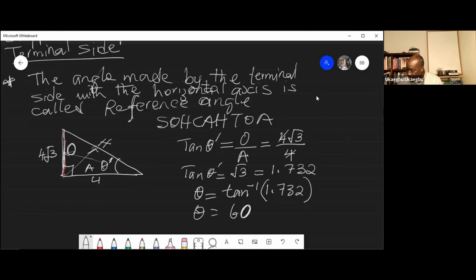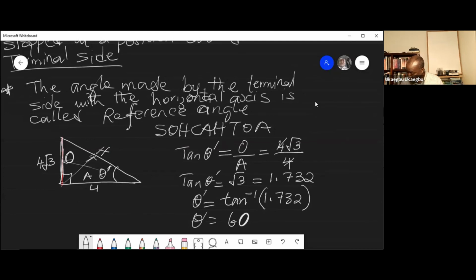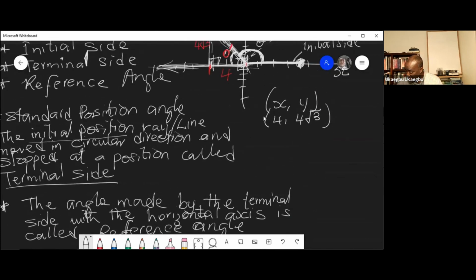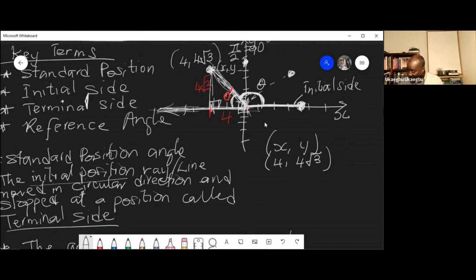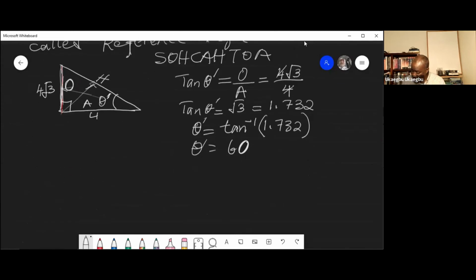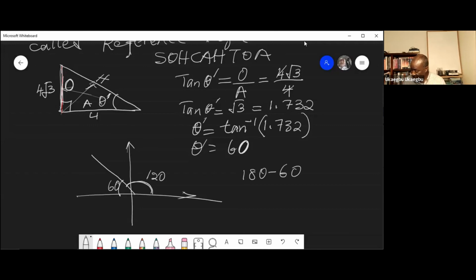Okay. So theta prime, which is actually the reference angle, is 60 degrees, which means here is 60 degrees. Let me quickly redraw it. So here is 60 degrees. This is your x axis. So this standard position, this is 60 degrees. Standard position will be 180 degrees minus 60 degrees. So it's going to be 120 degrees. Our standard position is 120 degrees.